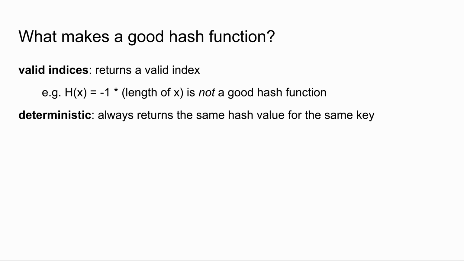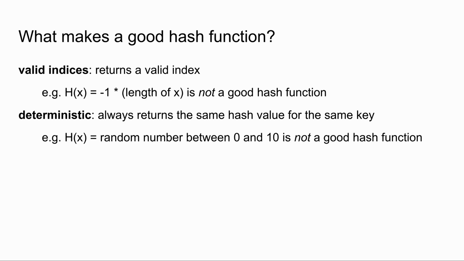Deterministic. A hash function must always return the same hash value for the same key. Otherwise, if we insert something and then look it up later, we might not be able to find it. So, a hash function that returns a random number between 0 and 10 is not a good hash function.